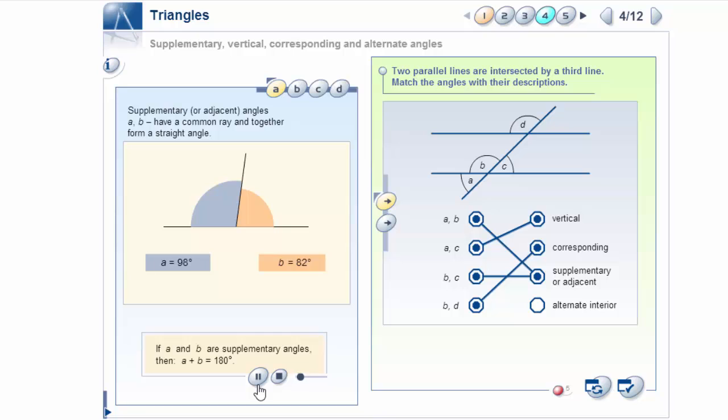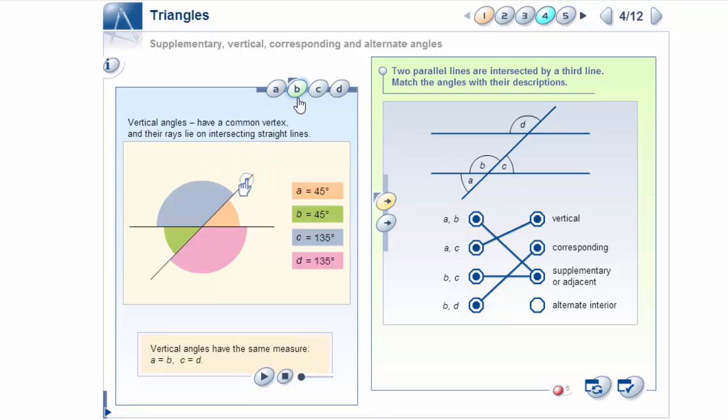If A and B are supplementary angles, then A plus B equals 180 degrees. Vertical angles have the same measure. A is equal to B and C is equal to D.